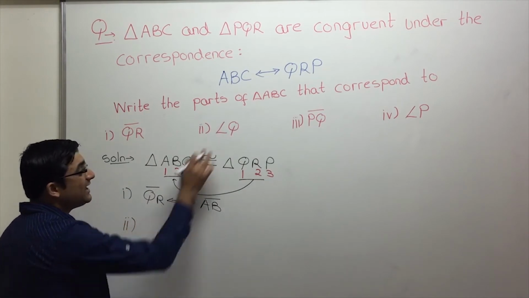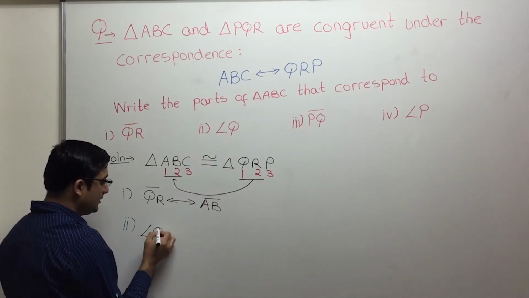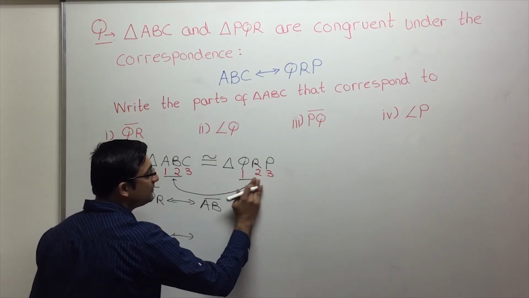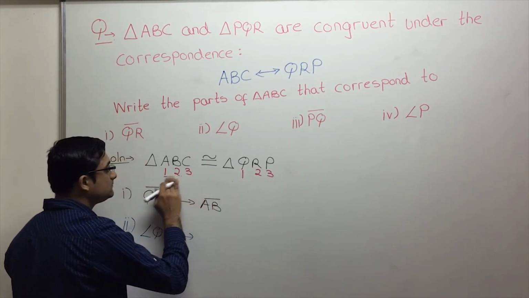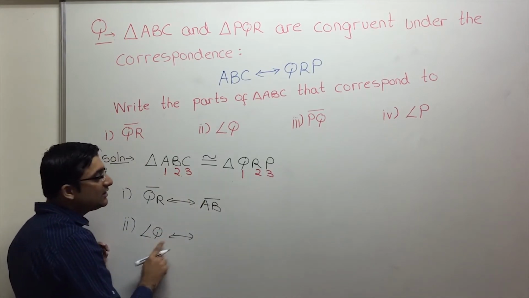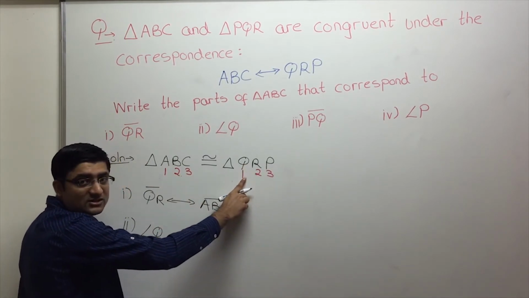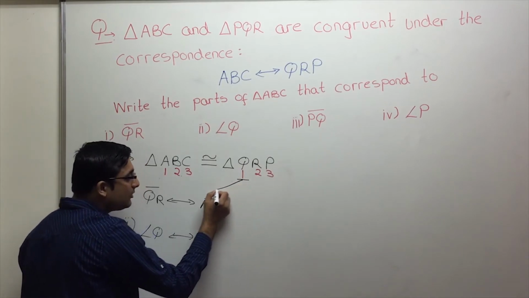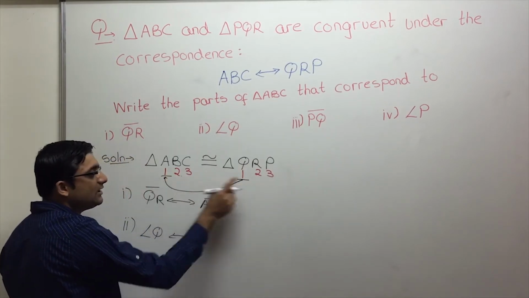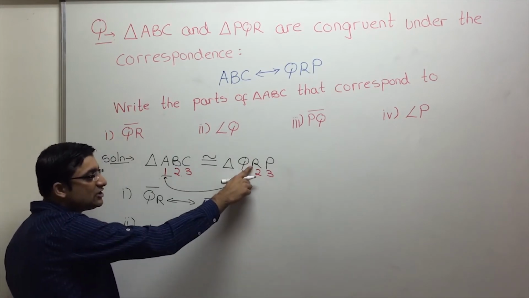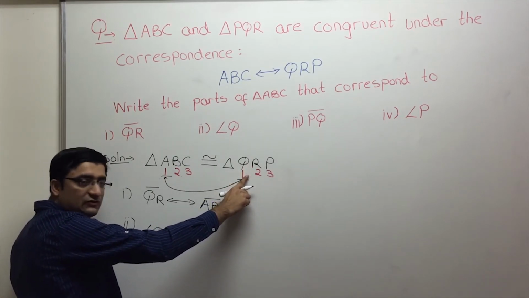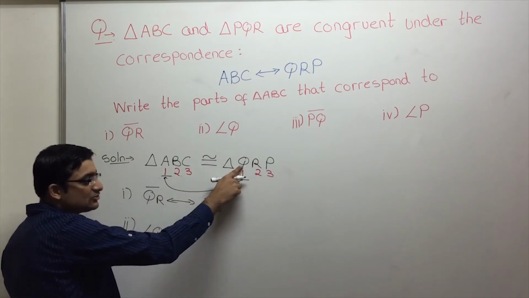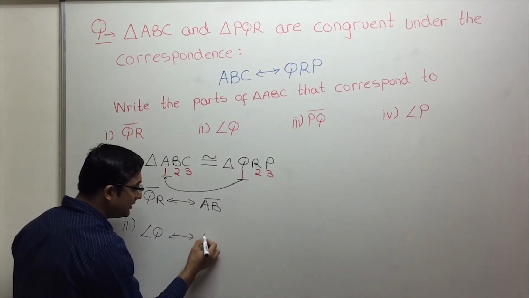Similarly, next part, angle Q. Again, search for angle Q in your congruence statement. Q over here is the first letter. So the first letter will correspond to the first letter over here. What is the first letter over here? A. So angle Q corresponds to angle A.